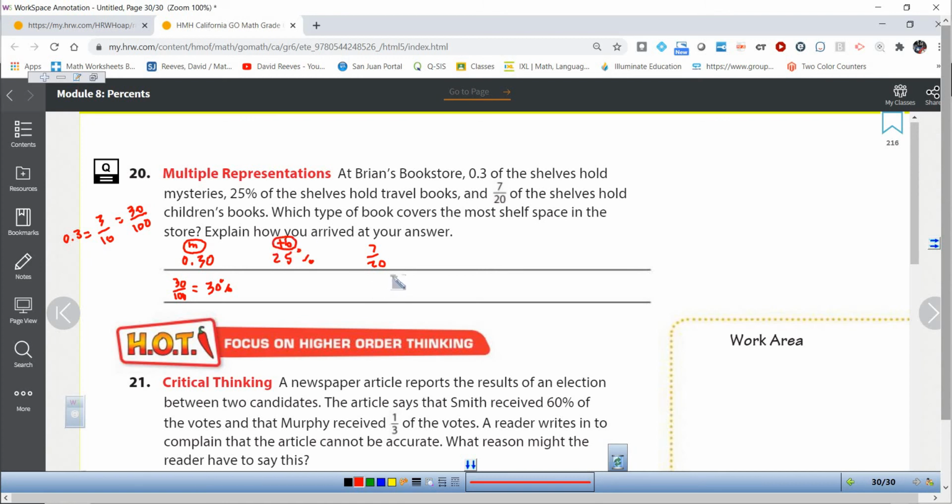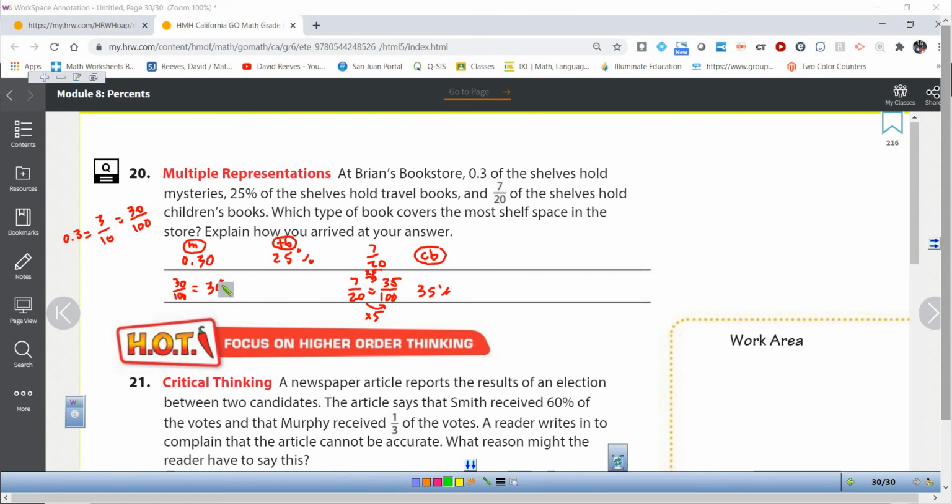Okay, 7/20, we want that to be a percent. So we need that denominator to be 100, right? So what am I going to do? I'm going to multiply by 5. And what do I get? I get 35 100ths, which is 35%. All right, and that's children's books. So children's books is 35%.